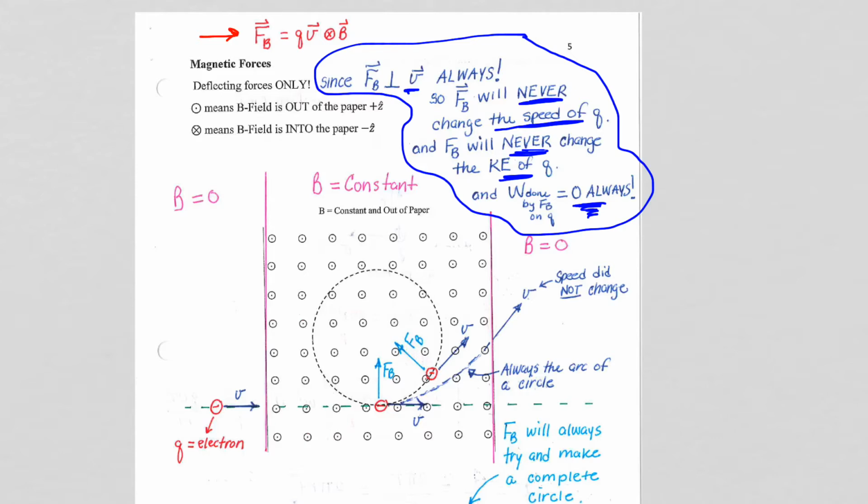For the AP test, that should be the easiest question for you to answer. If they're asking you about the work done by the magnetic field, you look down in your multiple choice, you see zero, you circle it. Okay. What does the magnetic field do?